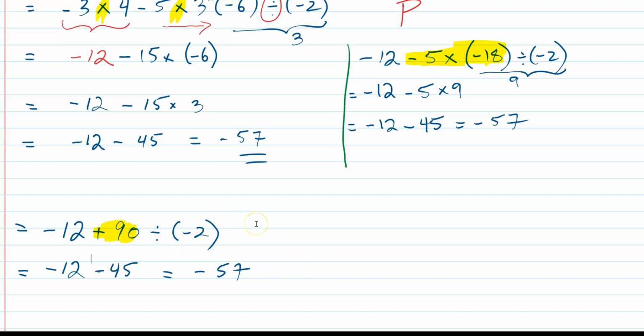So isn't this fantastic? You follow the same rules. Basically, you get the same answer all the time. So we'll end up getting -57, -57, -57. So we did these questions 3 ways, and it still worked out perfectly. Excellent. So practice, practice, practice.